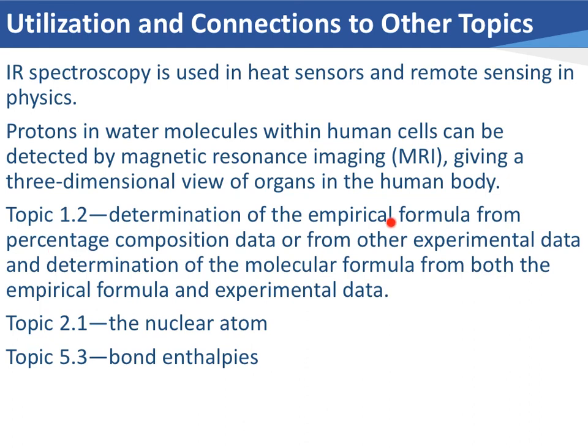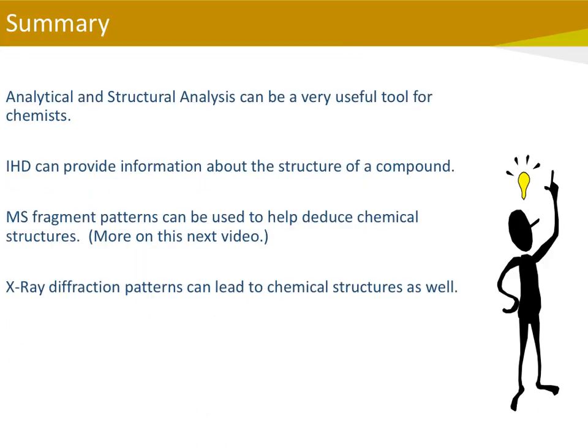Topic 1.2, empirical formula. We'll look at this more down the road. This is a bit of an overview of what spectroscopy can do. As a summary, today was really just an overview. We'll do more details in the upcoming videos. Analytical and structural analysis can be a very useful tool for chemists. IHD can provide information about the structure of a compound.